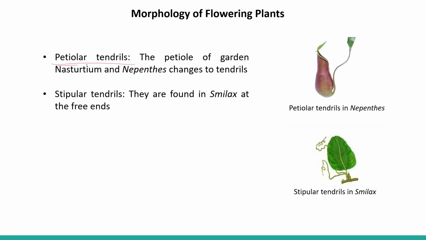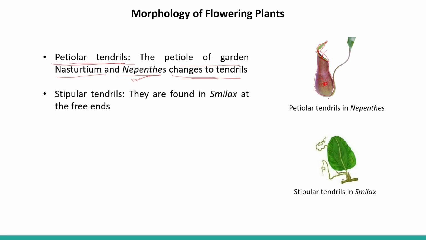Next, petiolar tendrils, very, very important. The petiole of the garden nasturtium and Nepenthes, the pitcher plant, changes to tendrils. You are studying the pitcher plant from 4th onwards. Now here you can see this lamina modified to a pitcher-like structure which has a lid above it, and when any fly comes inside, the lid closes, lots of enzymes are secreted, and the leaf dies, and they suck all the nitrogenous material present in the body of that fly.